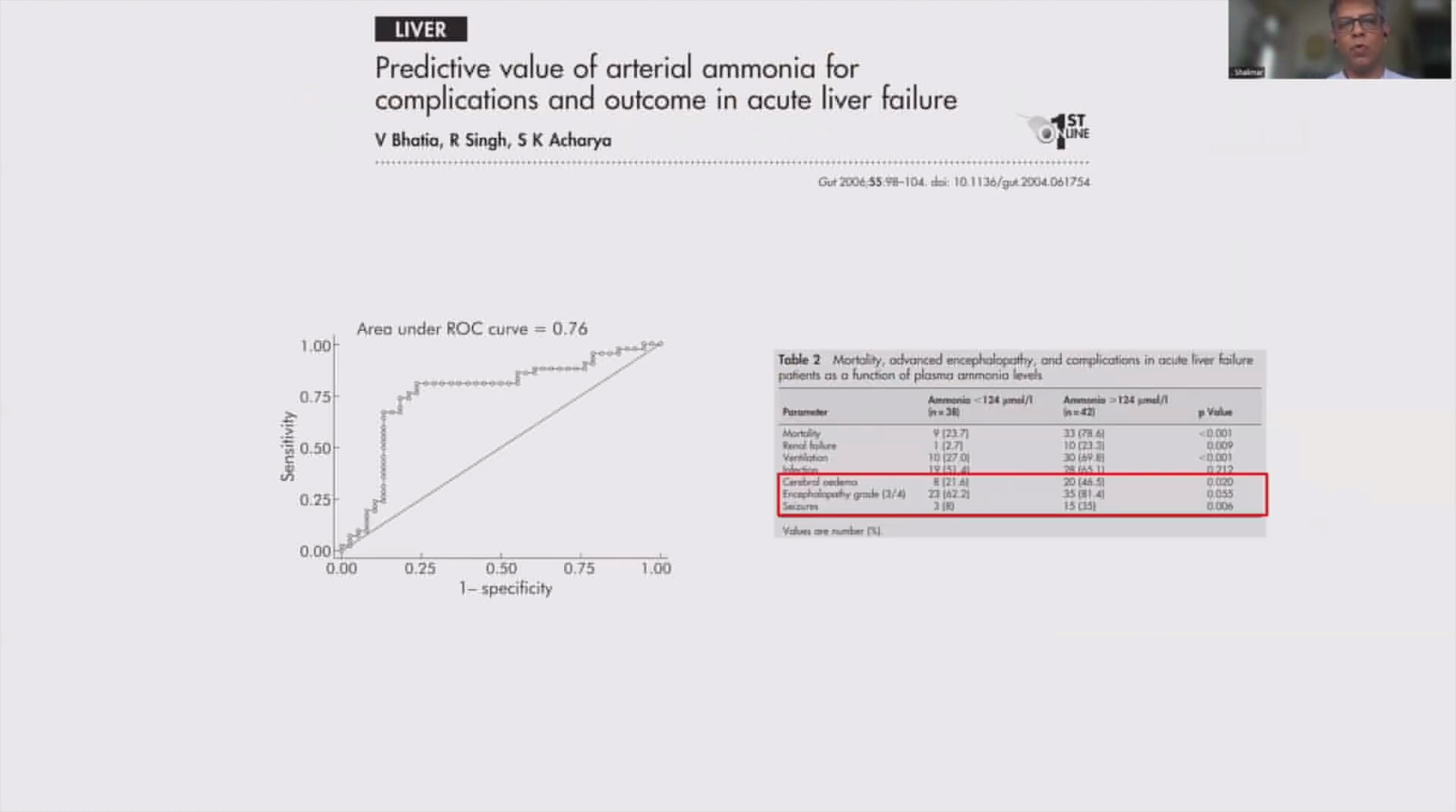Ammonia has been shown to be of utility in predicting outcomes in patients with acute liver failure. Among acute liver failure patients, those who have elevated levels of ammonia have higher rates of cerebral edema, have higher grades of hepatic encephalopathy, that is grade 3 and grade 4 encephalopathy, and these patients also have higher prevalence of seizure.